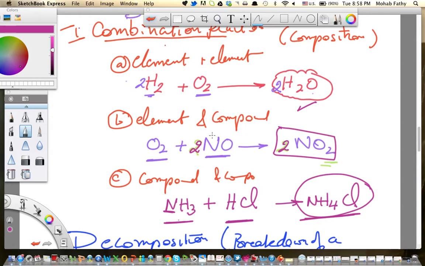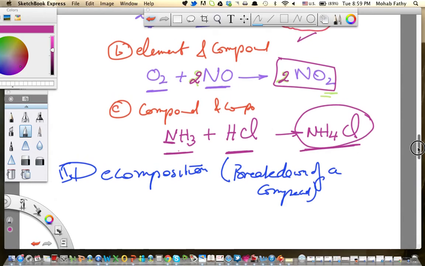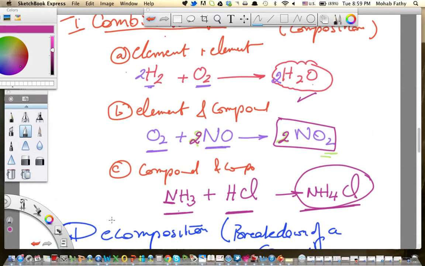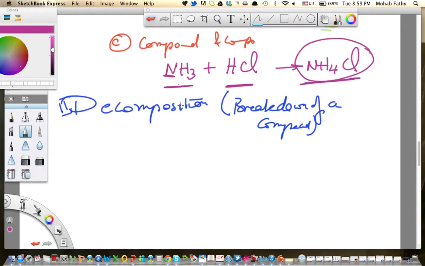So if it's H2O plus something else, then it's not a combination. It depends on whether they combine to give a single compound. The next one will illustrate the difference between combination and decomposition. Decomposition is the opposite: when you take a compound and break it down into 2, the opposite of combination.